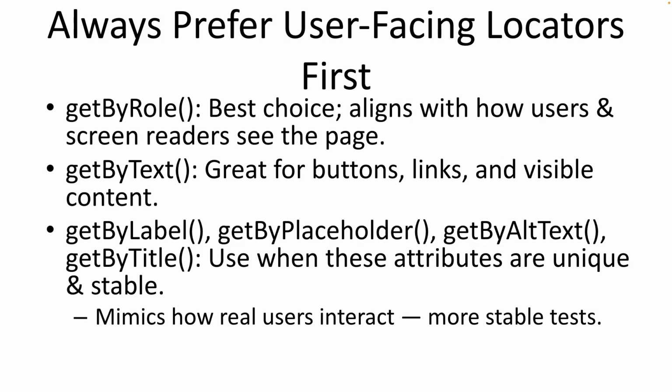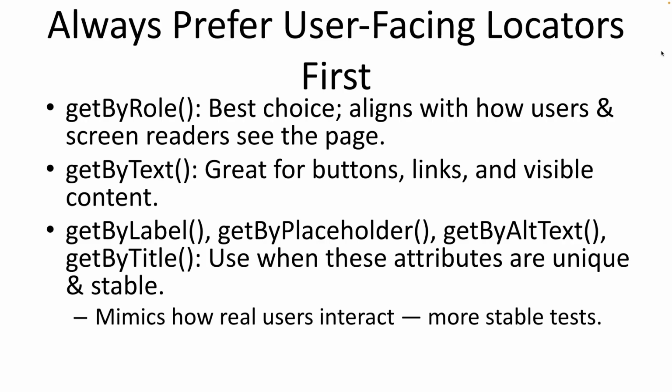So first of all, always prefer user-facing locators first. The getByRole is the top choice, and you should always try to use that first, because it reflects how a real user would interact, and it acts in the same way as how the real user and other accessibility tools interact with the page. And the next one you should try is getByText. This is straightforward, and it is an excellent way for interacting with the buttons, links, or verifying the visible text on the page.